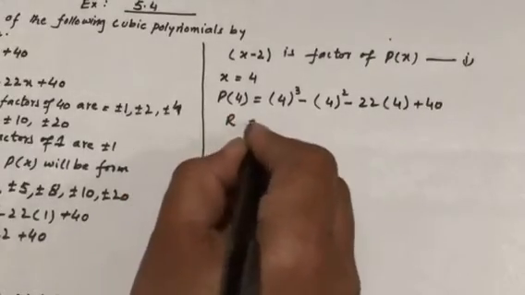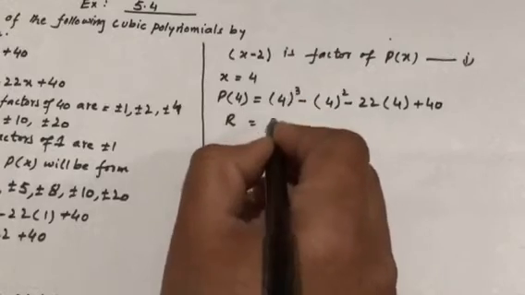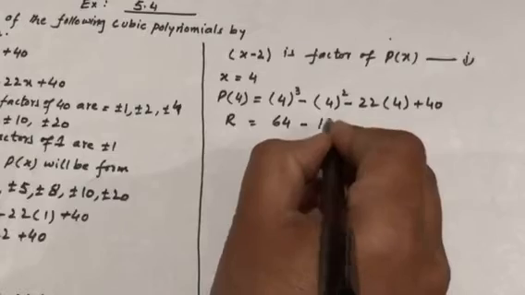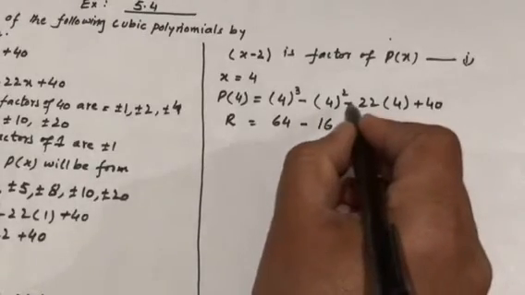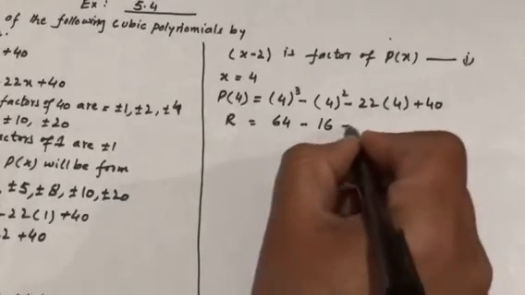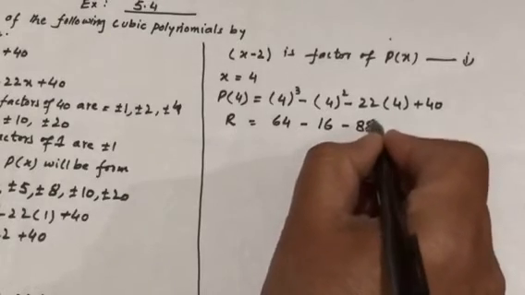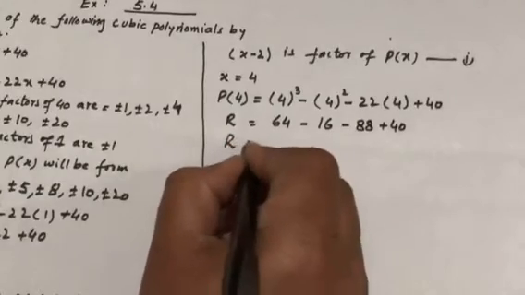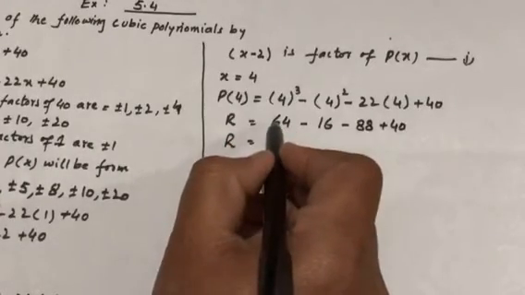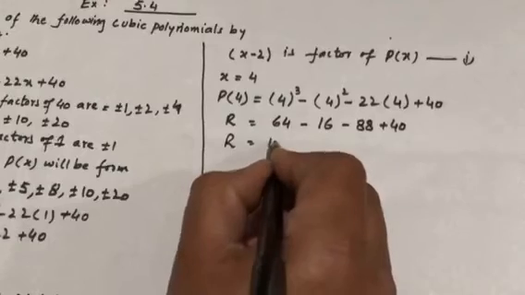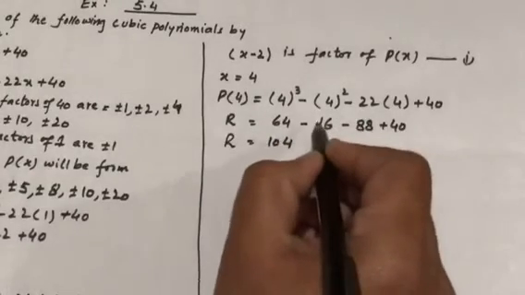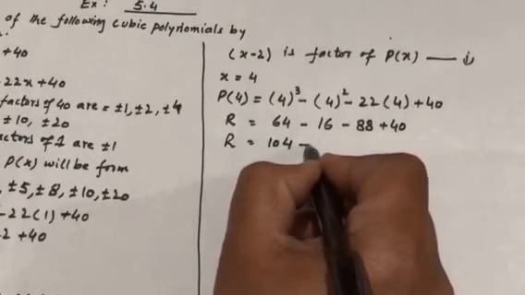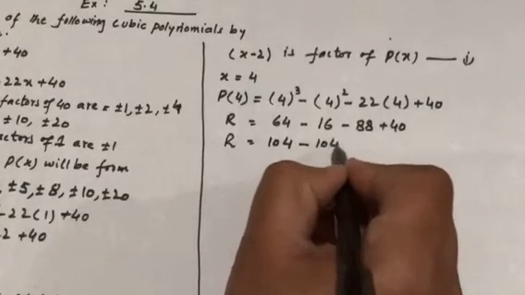So the remainder is equal to, if we take the cube of 4, which is equal to 64, and if we take the square of 4, which is equal to 16, now if we multiply 22 by 4, we will have 88 plus 40. If we add the positive integers 64 and 40, we will have 104, and if we add the negative integers, which are minus 16 and minus 88, which is also equal to 104.